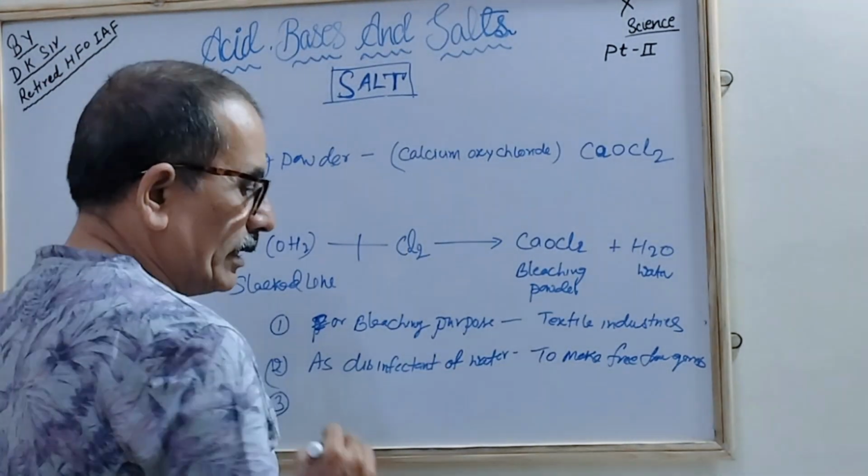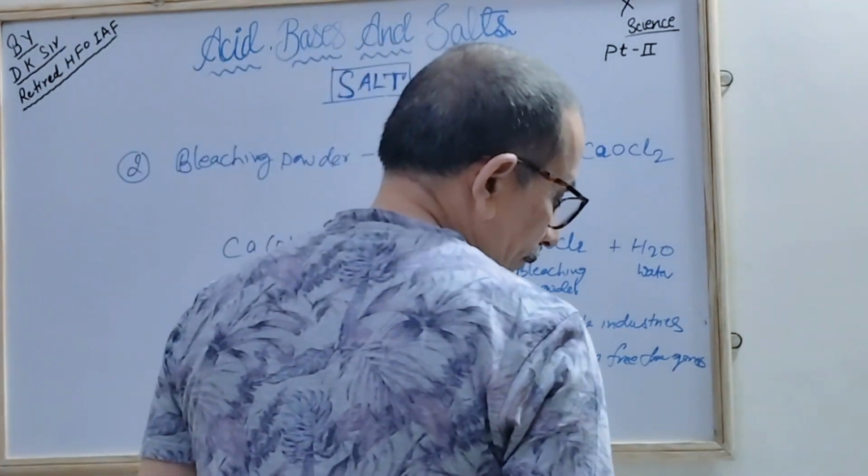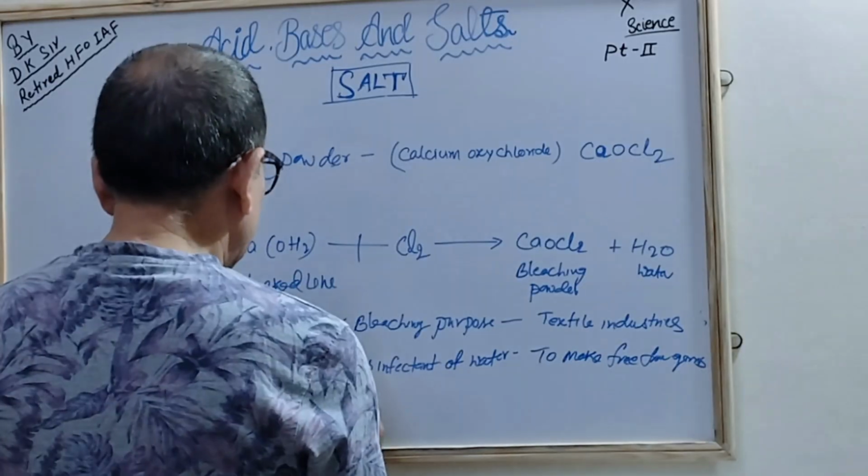The third usage of the bleaching powder is as an oxidizing agent.